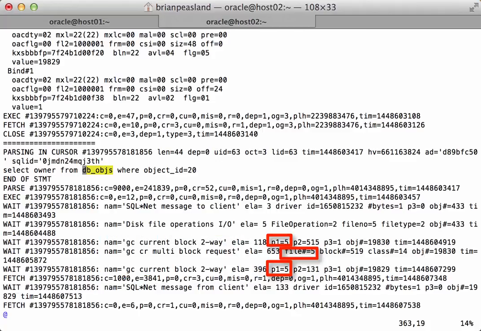If we look at the P1 value of each, we can see that they all belong to file 5. For these wait events, P1 is the file number. In the case of the GCCR multi-block read request, the trace file actually shows us the file number instead of saying P1. The P2 parameter is the block number. And again, these are the same blocks, 515, 519, and 131.